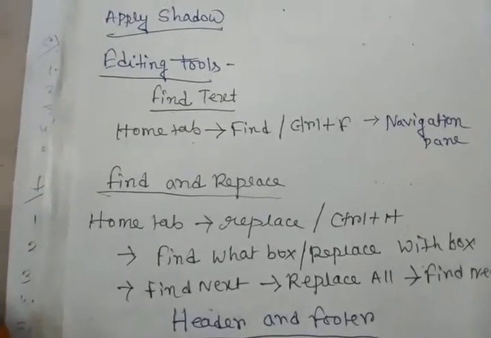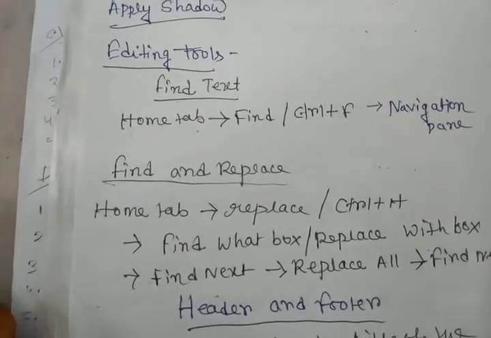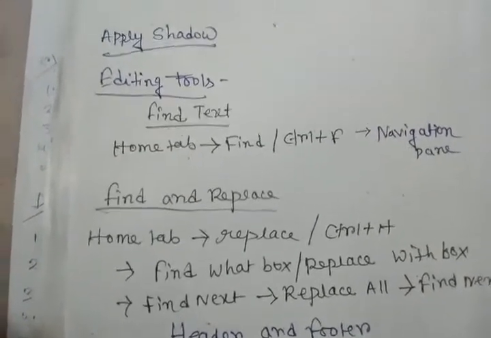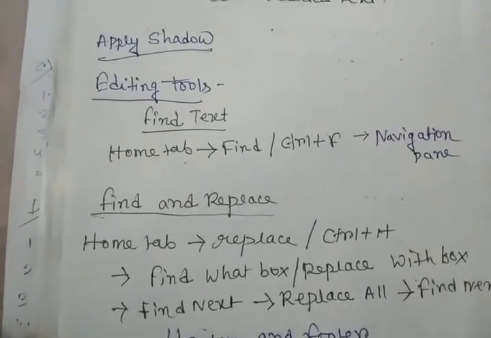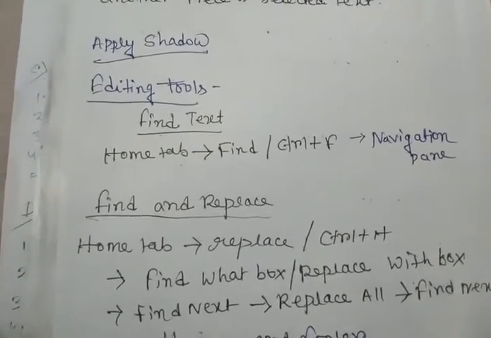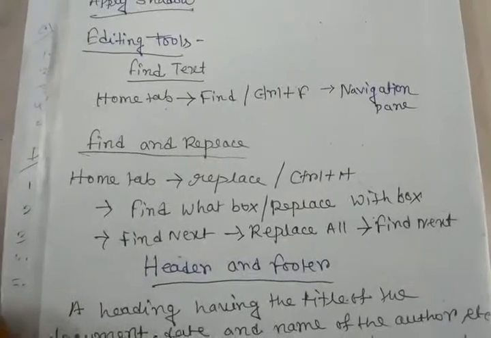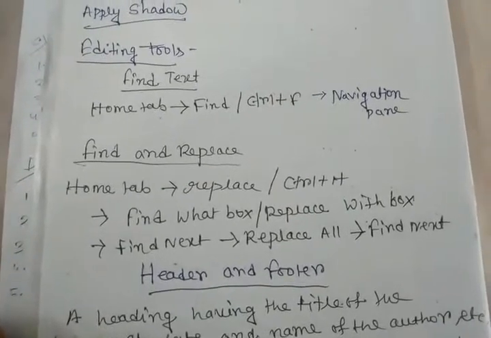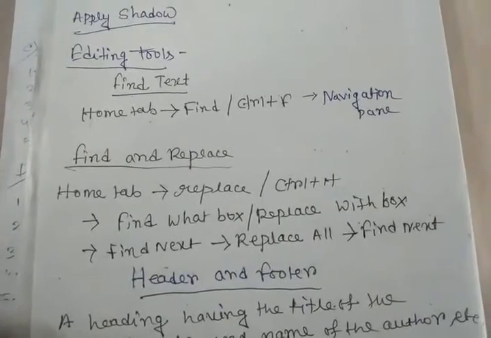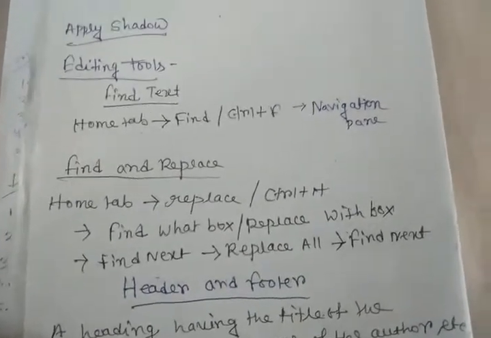Now we will discuss editing tools. There are editing tools like Find Text. So how will you find text? We have to follow some steps to quickly search for every occurrence of a specific word or phrase. At first we have to click on the Home tab in the editing group, then choose Find, or we can press Ctrl+F on our keyboard.